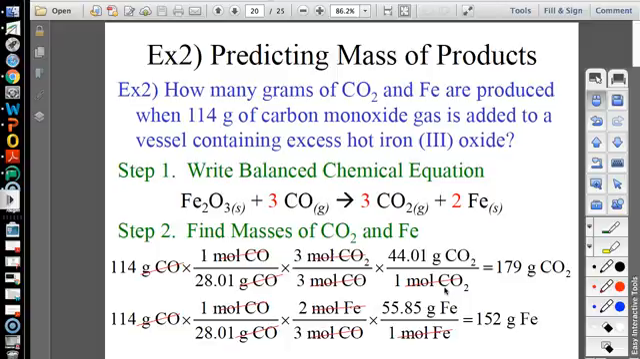You should have got 152 grams of iron. Watch your sig figs. They both should only have 3. I'll leave that there for a second if you need it. Yes, sir? Okay, you're fine. Take your time.